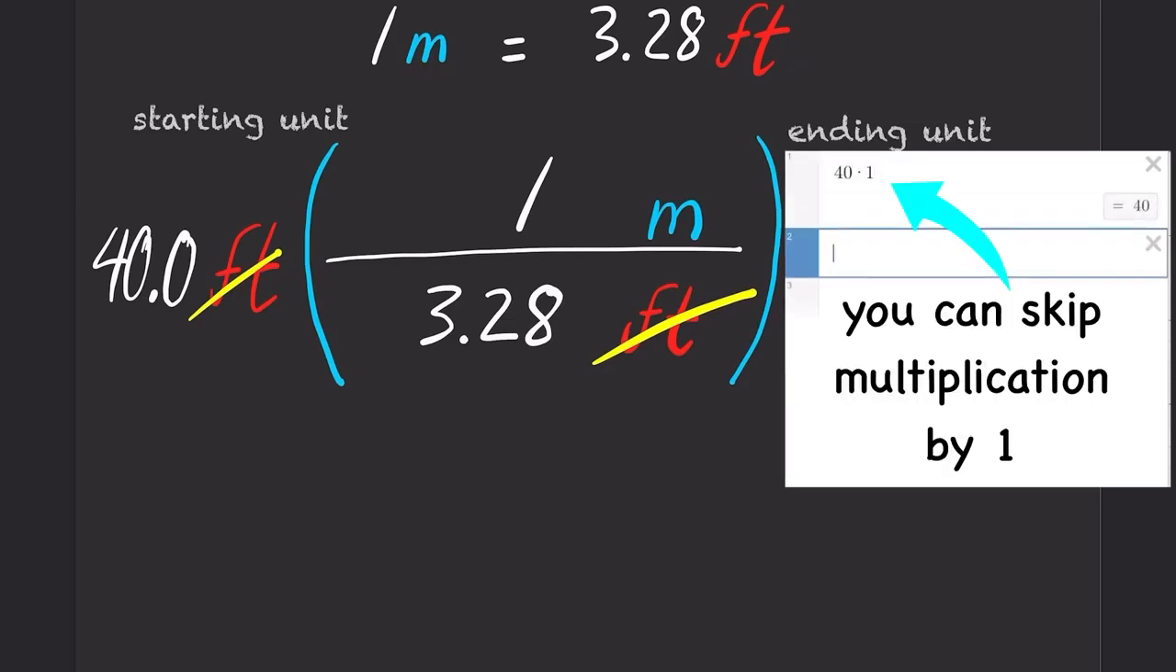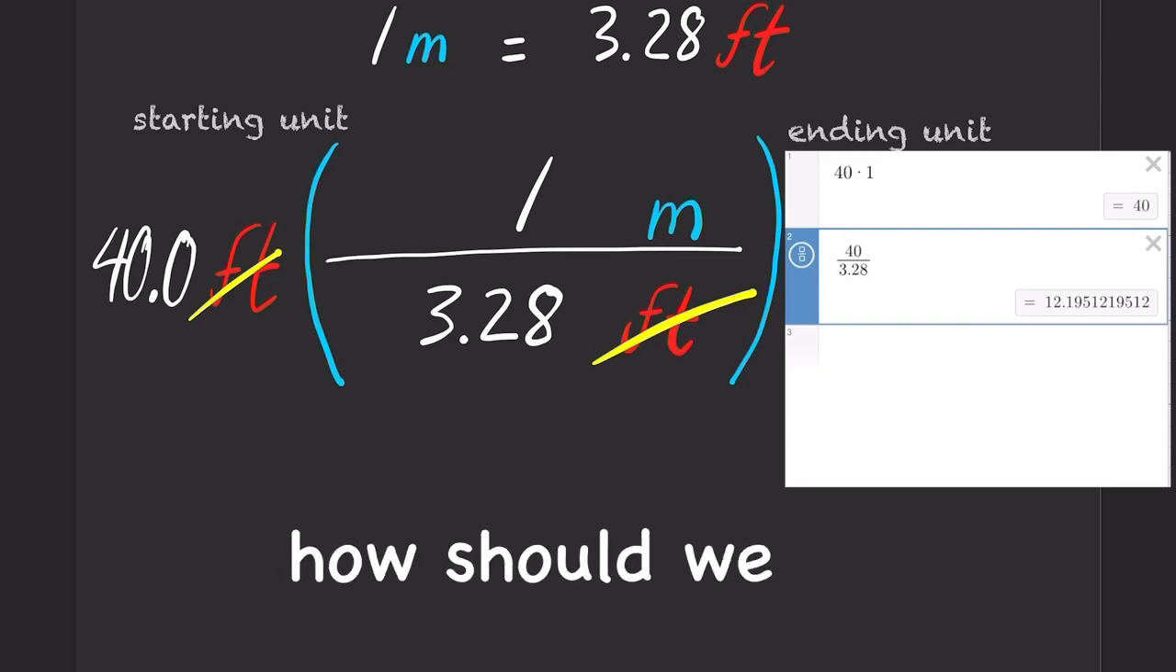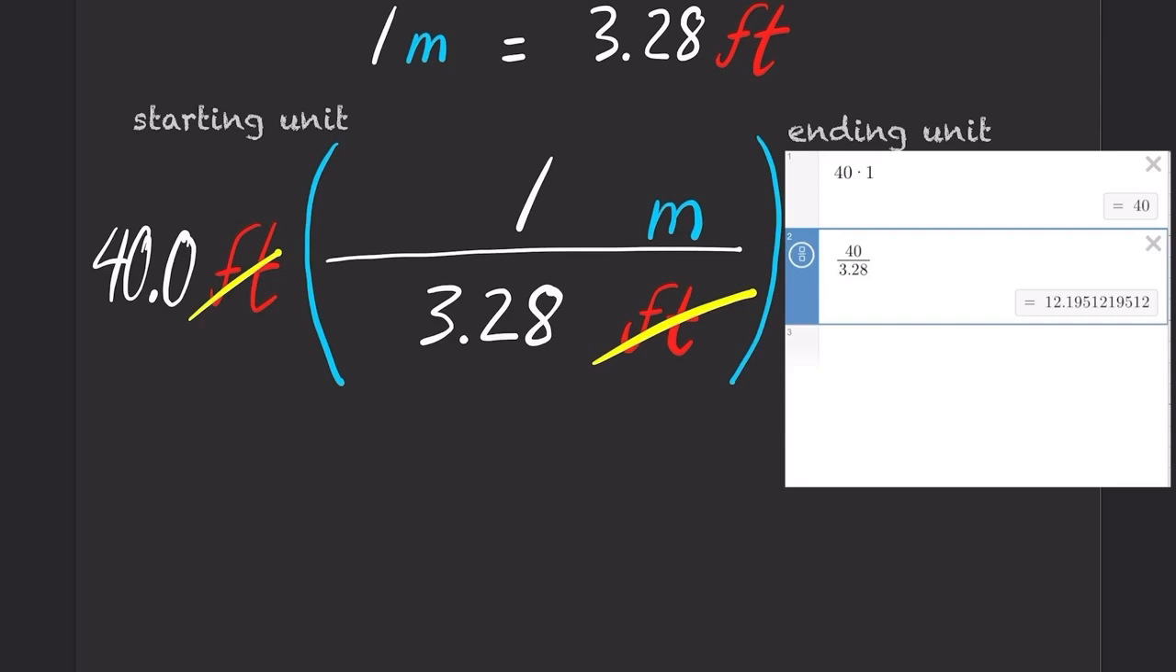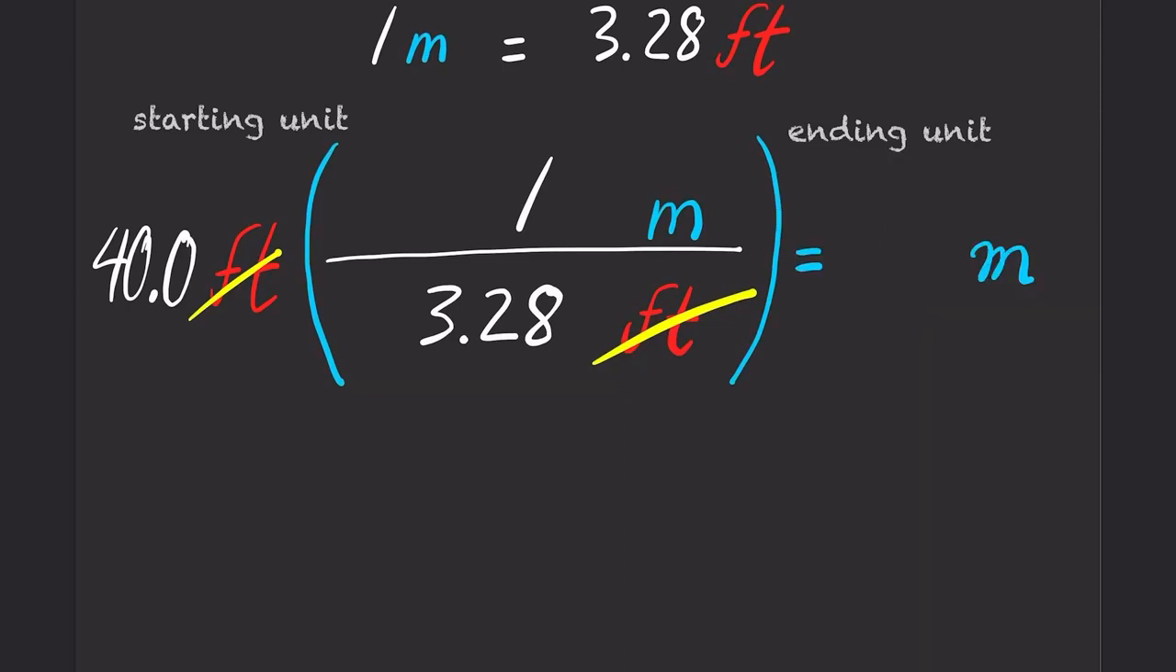Take the starting number, 40, multiply it by any numbers on the top, and divide the answer by any numbers on the bottom. Our calculator gives us 12.19512. How should we round this answer? Since our measurement with the least number of significant figures has 3 significant figures, we will round to 3 significant figures. So our answer is 12.2 meters.